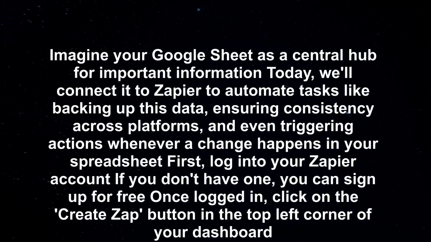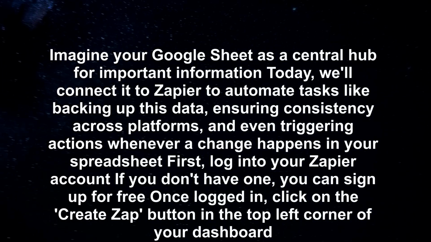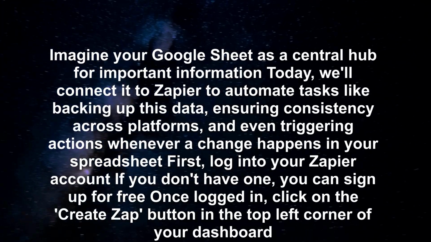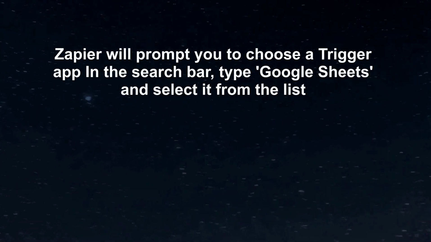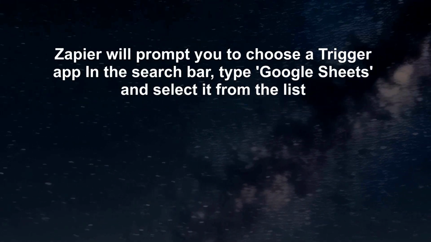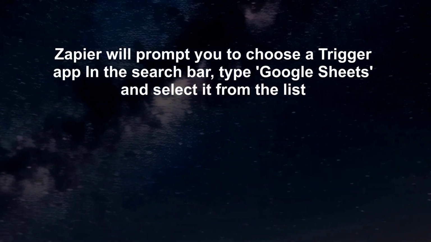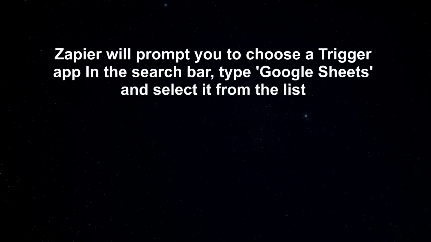First, log into your Zapier account. If you don't have one, you can sign up for free. Once logged in, click on the Create Zap button in the top left corner of your dashboard. Zapier will prompt you to choose a trigger app. In the search bar, type Google Sheets and select it from the list.